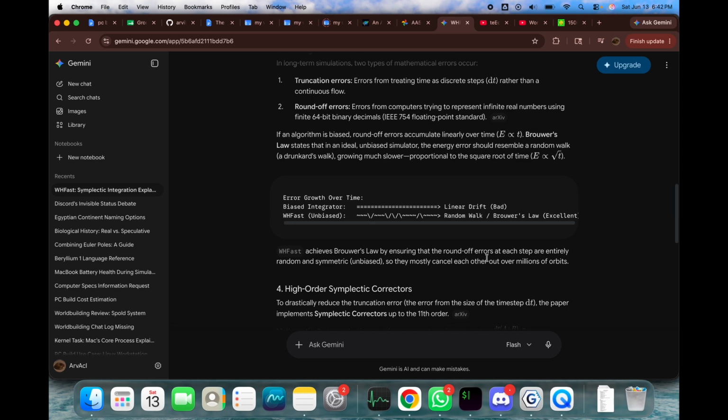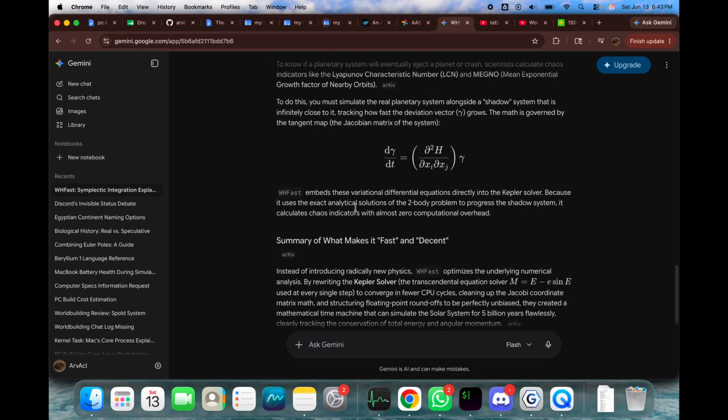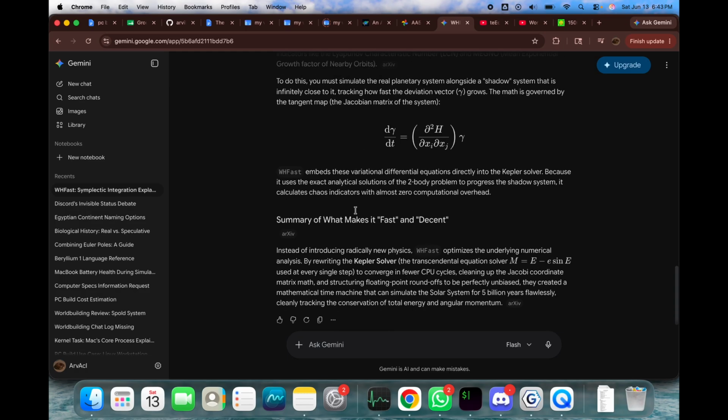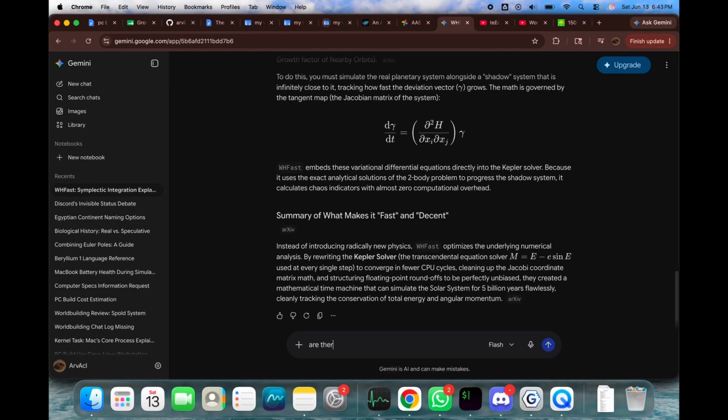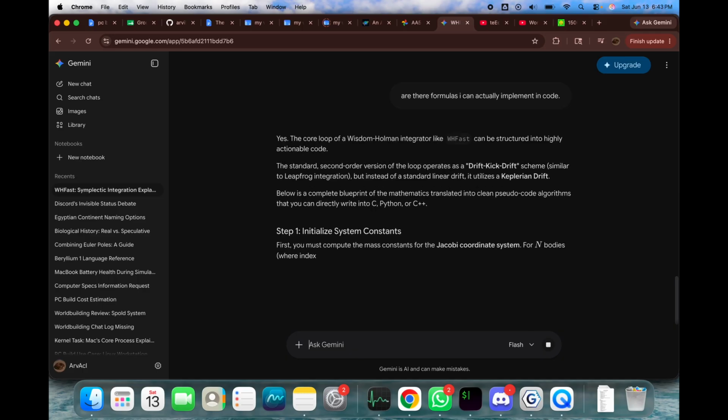Okay, I'm gonna read through this. To drastically reduce the truncation errors, implement symplectic correctors. It's aka the giant table. Okay. So convergent, fewer CPU cycles. Okay, are there formulas I can actually implement in code? Yeah, because I do need that stuff.